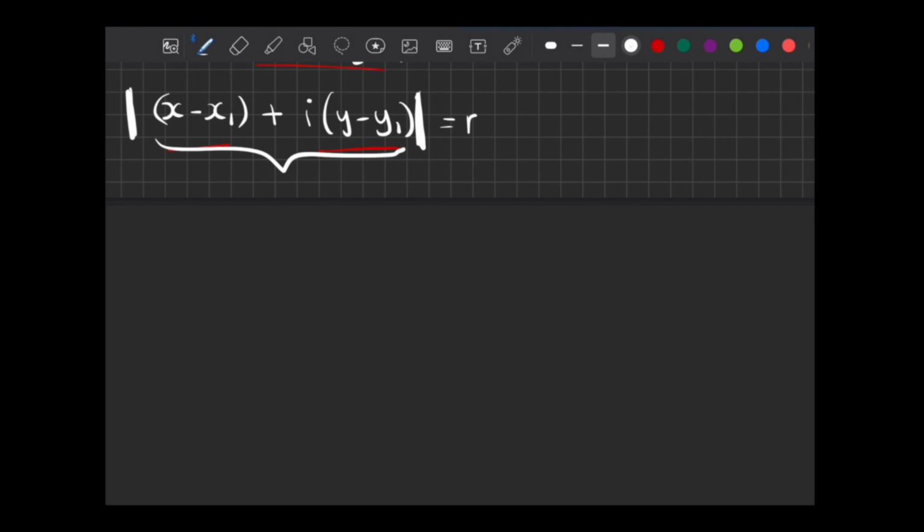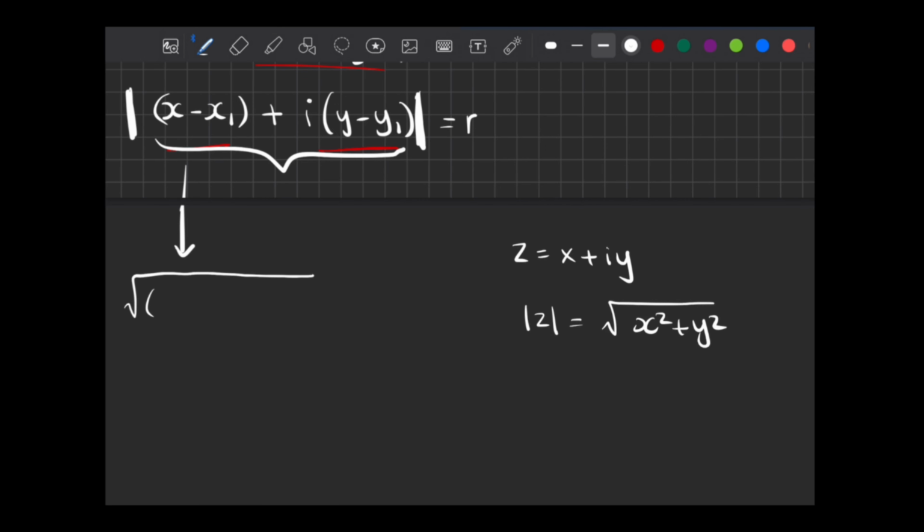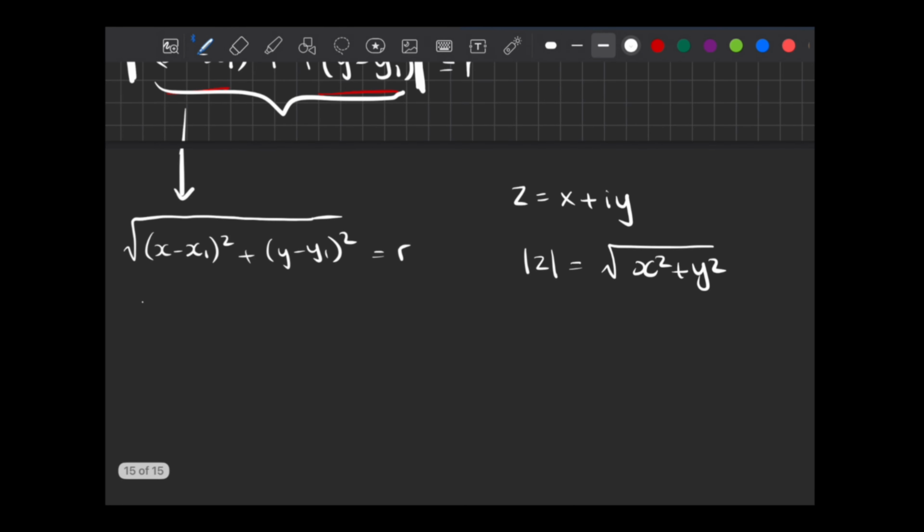So in my previous video on Argand diagrams, we discussed how to find the modulus of a complex number. So if I have some complex number that looks like this, the modulus of z we can work out using Pythagoras' theorem. So here I'm just going to do the square root of x minus x1 squared plus y minus y1 squared. This equals r. Now I'm going to square both sides.